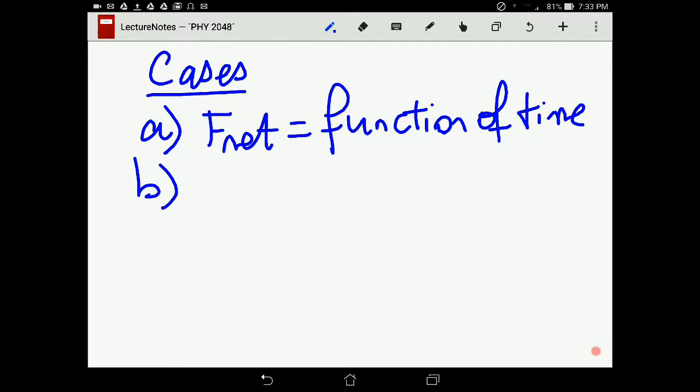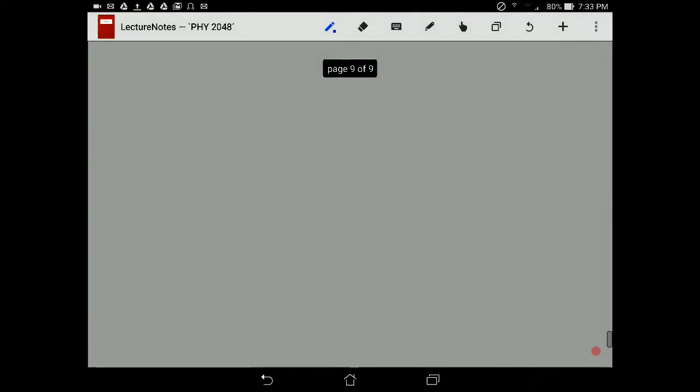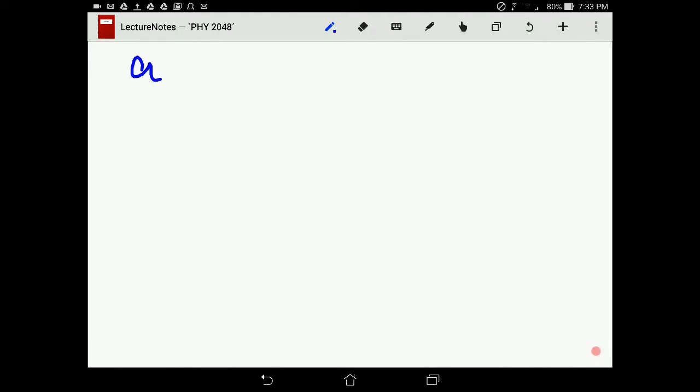The second option would be that the net force is constant. So here we mean something other than zero. So constant but different from zero. And then finally we'll look at the third case, which is what happens when the net force is equal to zero. So what are we talking about then when we say the function of time? This is the first case we're talking about. F net is a function of time.